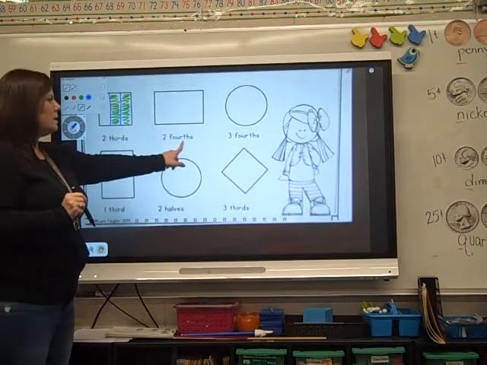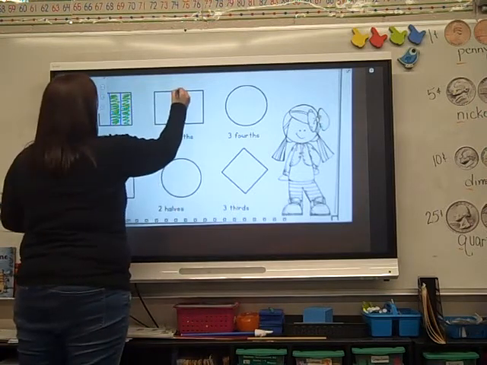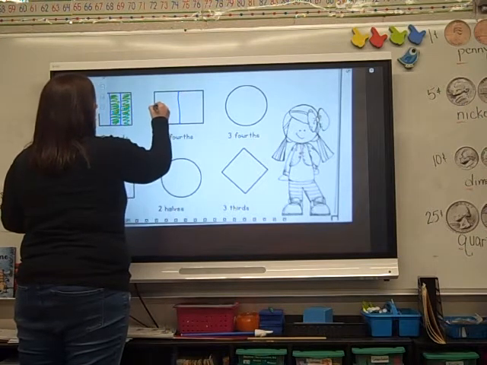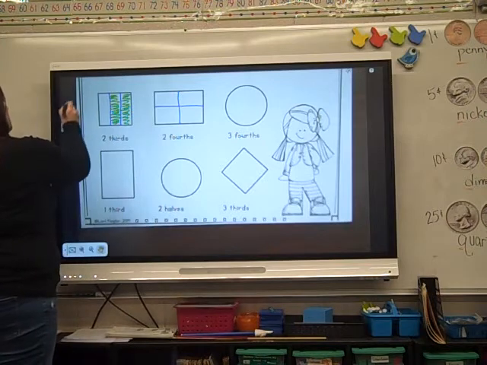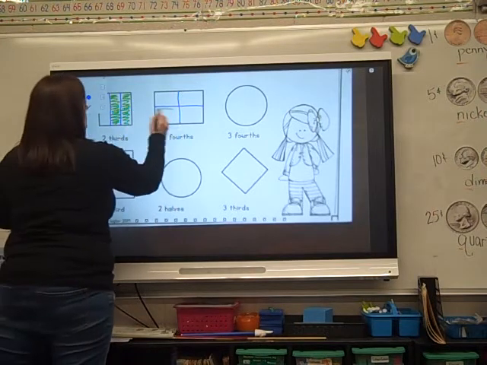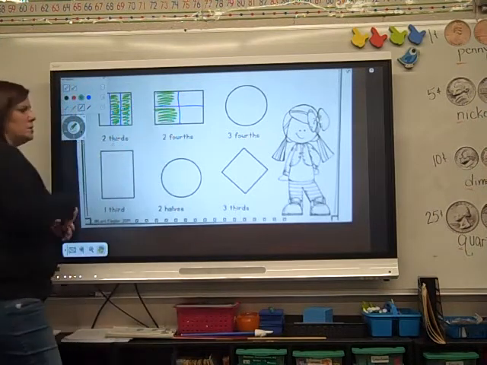This says to cut into 4ths. Now remember, I told you 4ths is the easiest to do down the middle, across the middle. And how many pieces do I need to color? 2. 1, 2. And it can be any 2 pieces you want.